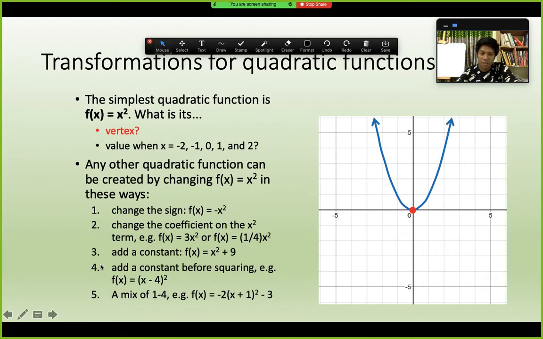So these are the things that we can do with this x squared. And if we bring this kind of changes here, this will change the graph. And transformation is the study of how all these changes change our graph. So let's look at what type of change we will see.